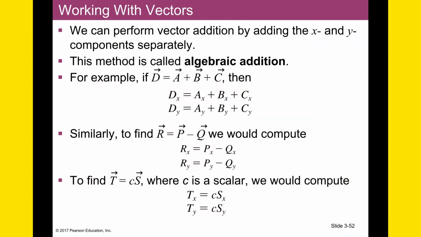We can perform vector addition by adding the x and y components separately. This method is called algebraic addition. This is what I've been telling you to do the whole time. You break every vector down into its horizontal and vertical components. Then you add the vectors by simply adding their components as if you're combining like terms.